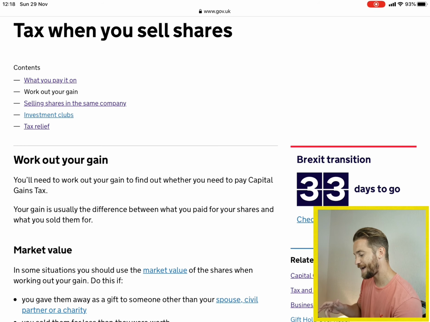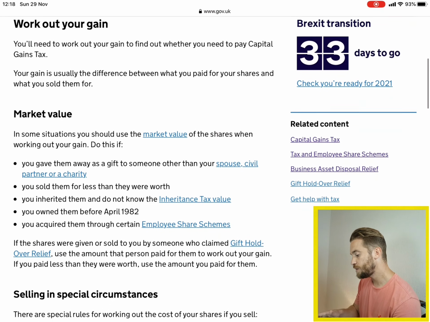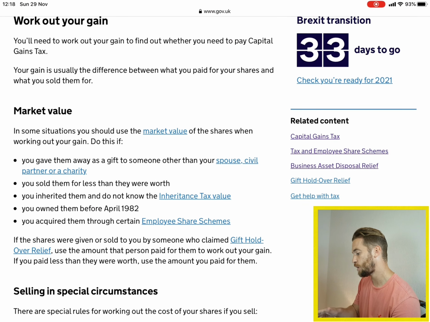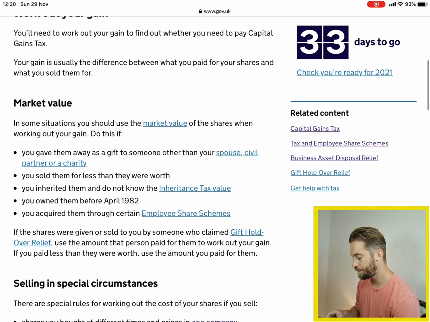And you'll be able to find this page, tax when you sell shares, working out your gain. You'll need to work out your gain to find out whether you need to pay capital gains tax. Your gain is usually the difference between what you paid for your shares and what you sold them for. That makes it sound very, very easy, but we'll come on to the problems we might encounter in a second.